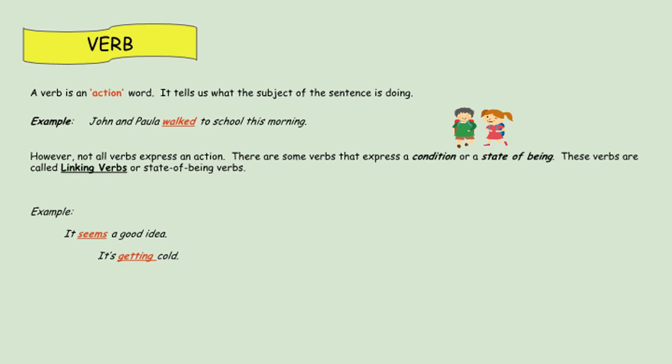However, not all verbs express an action. There are some verbs that express a condition or a state of being. These verbs are called linking verbs or state of being verbs. For example, it seems a good idea, or it's getting cold. Both sentences tell us of a state of being at that moment.